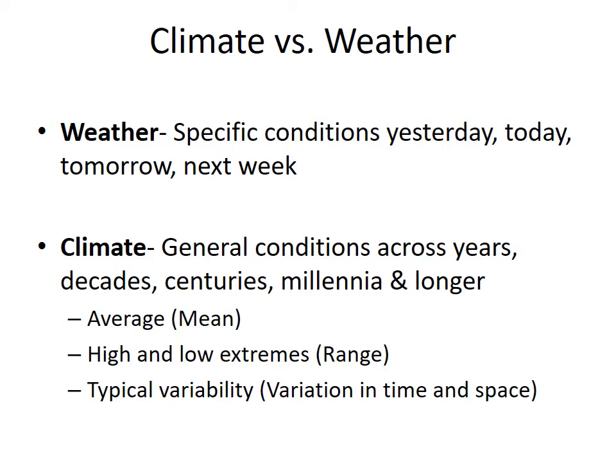And when you're looking at those typical conditions over a long period of time, you can look at the averages, average temperatures, for example, or the average rainfall. You can look at the extremes, the range of temperatures or other conditions that are experienced. And you can also look at the variability itself, like is the climate of this area steady, or does it vary a lot seasonally or day to day?